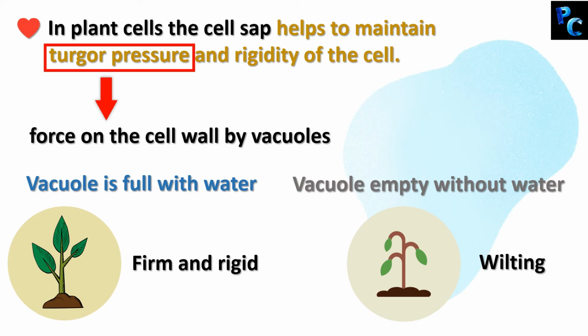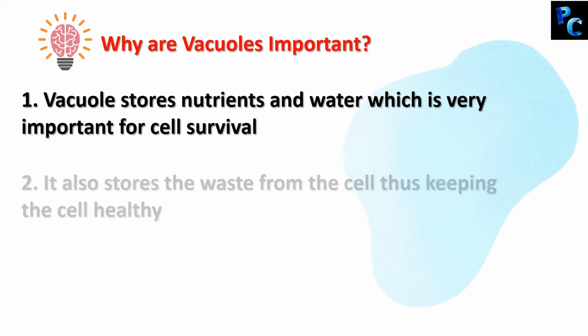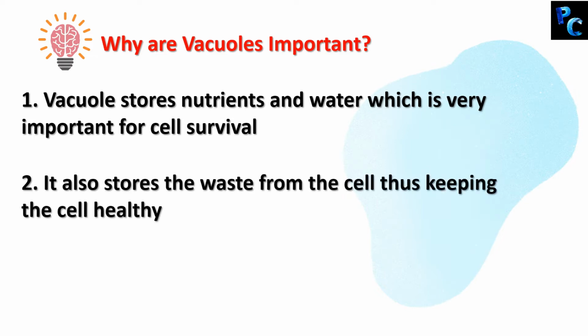So, you can understand that turgor pressure is very important, and thus vacuoles are a very important organelle. So now, if I ask you why vacuoles are important, what are you going to tell? Vacuole stores nutrients and water, which is very important for cell survival. Without vacuole, we have seen that the plant will wilt. Moreover, it stores waste from the cell, thus keeping the cell healthy.